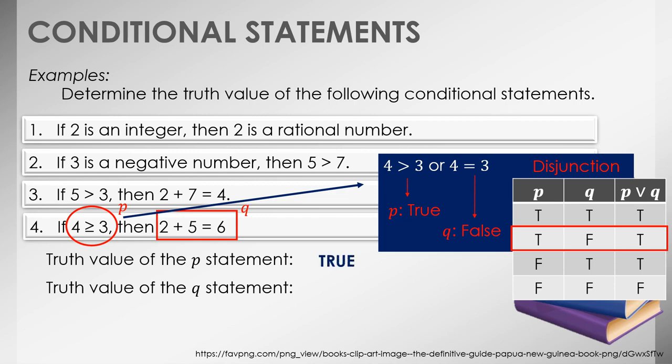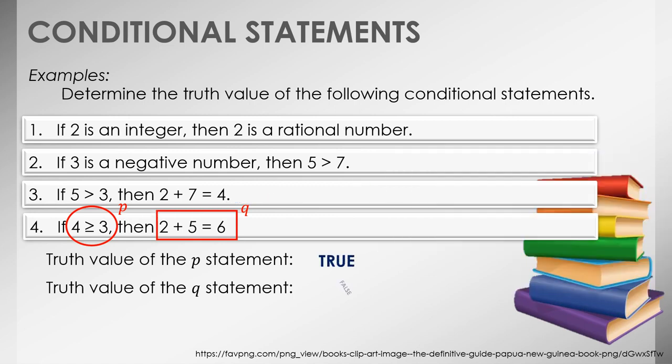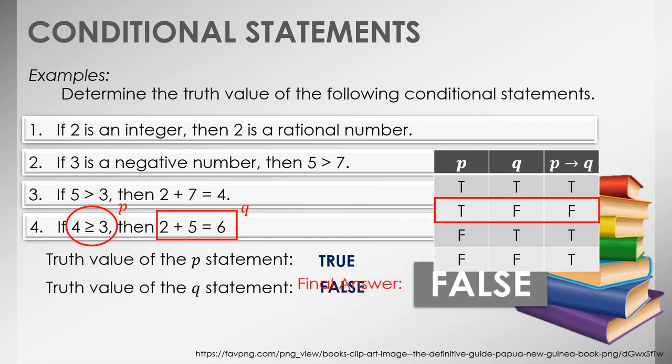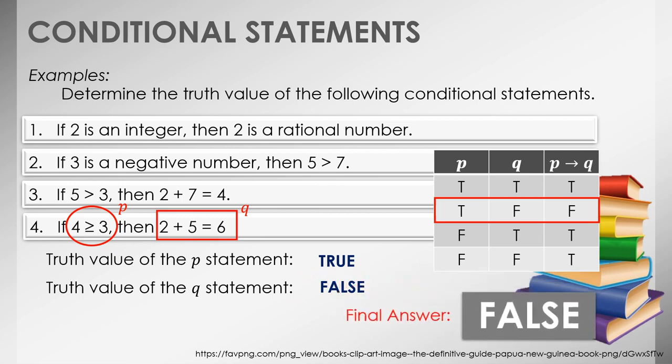Now, for the Q statement, this is clearly a false statement. So, recalling the truth table for the conditional statement, we can see that with the truth values obtained for the P and Q statements, we are on the second case. Therefore, this makes our conditional statement false.